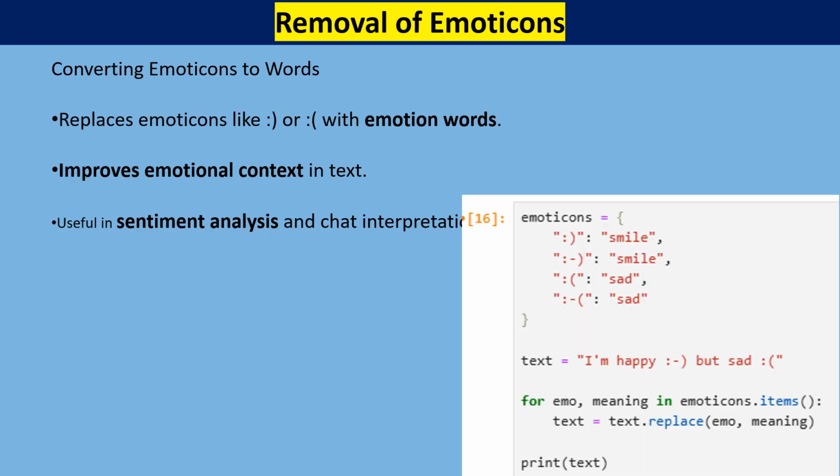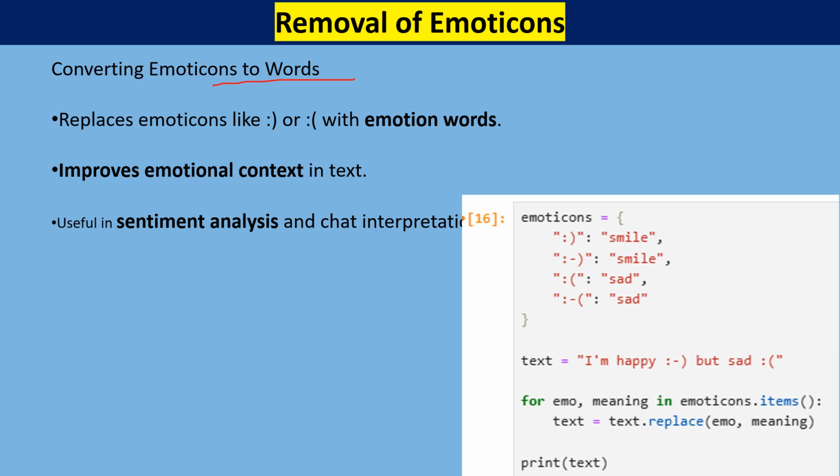Removal of emoticons: converting emoticons to words, replacing emoticons like sad and happy. Emoticons are old-school emotional markers made from punctuation marks, like a smiley for happiness or a frowny for sadness. They are especially common in SMS, emails, and chat apps. While they don't use Unicode like emojis, they still convey emotion.